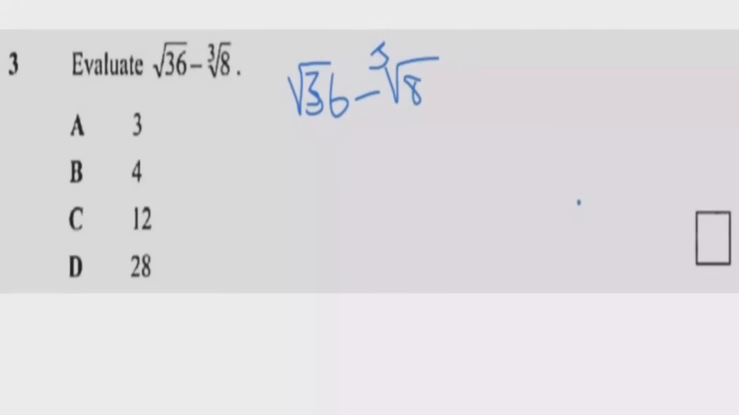A number that we can multiply twice to get 36 is 6. So the square root of 36 is 6. Then minus the cube root of 8, which is 2. So we say 6 minus 2 will give us 4. And that is the final answer. So the correct answer is B. That's how you record your answers.